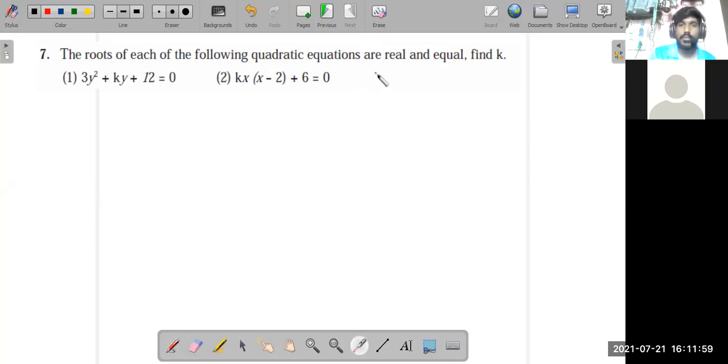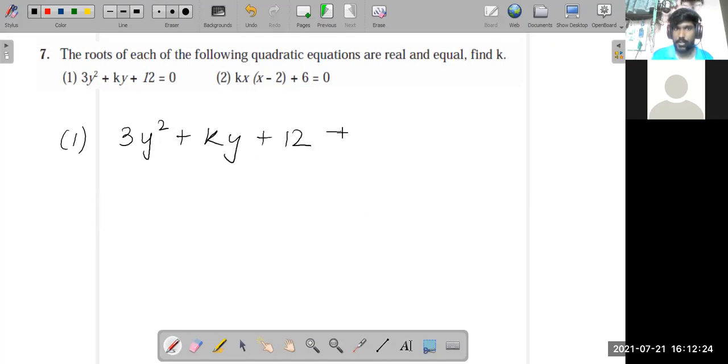Yes. When are the roots real and equal? When they're equal to 0. Yes, when the discriminant is equal to 0, then the roots are real and equal. So using that concept, we have to solve this sum and find out the value of k. So let's do the first one. First one is 3y square plus ky plus 12 equal to 0. Can you tell me the values of a, b, and c in this?